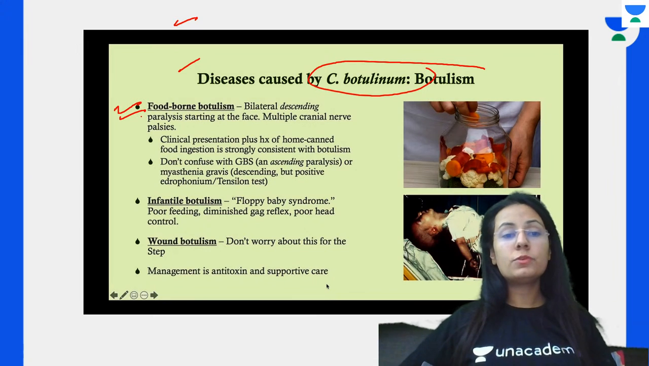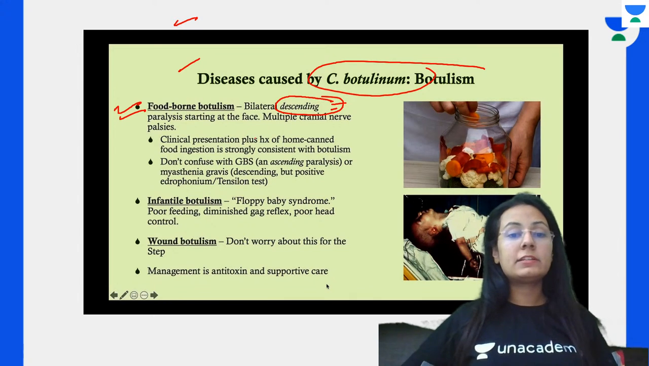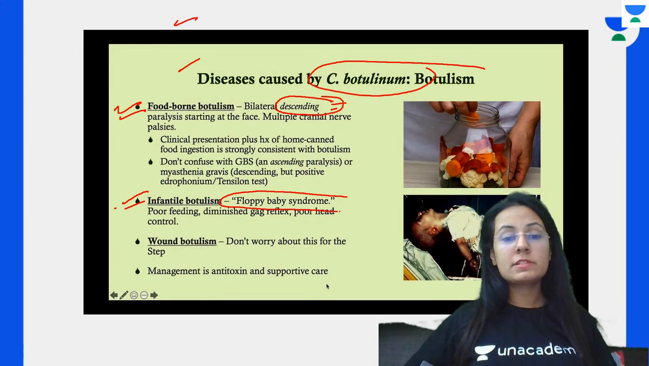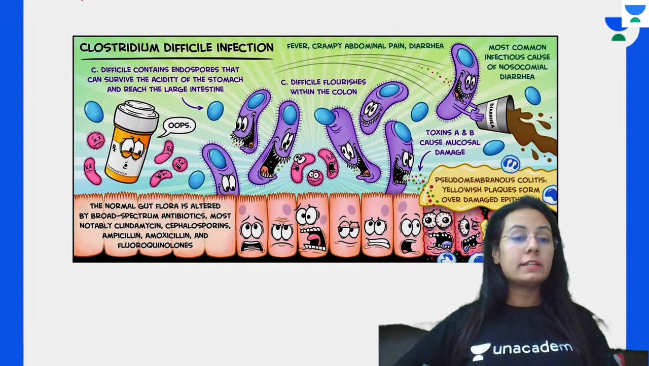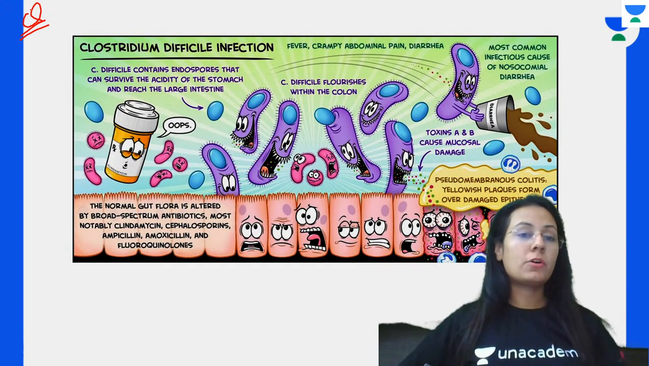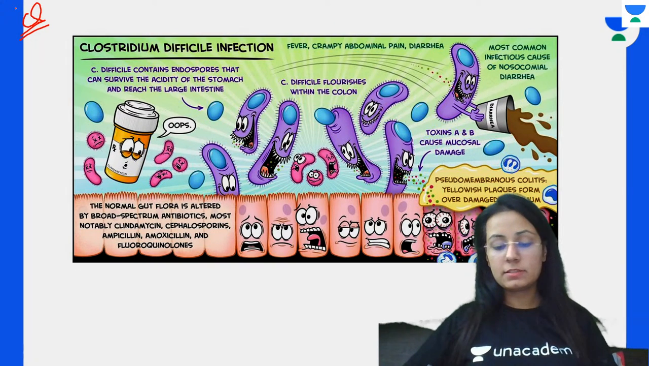So those are the diseases caused by Clostridium botulinum. One is food-borne botulism, causing descending symmetrical flaccid paralysis, and the clinical presentation we have already seen. What is infantile botulism? That is floppy baby syndrome with poor feeding and a poor gag reflex. Wound botulism is after a wound, where the spores have been inoculated. Now, next and the last one, we'll talk about Clostridium difficile.